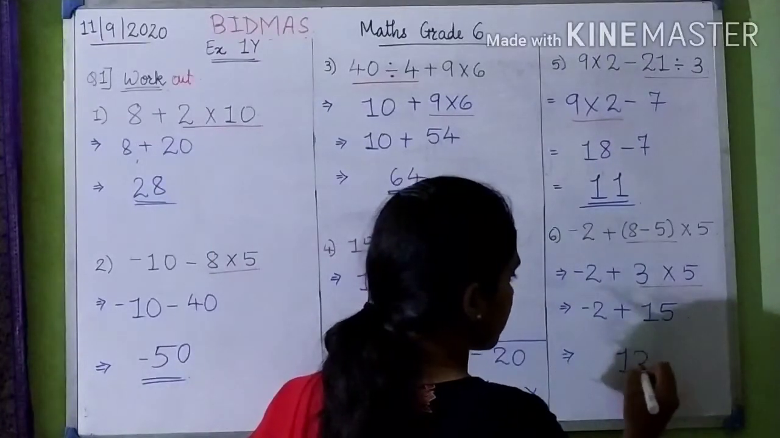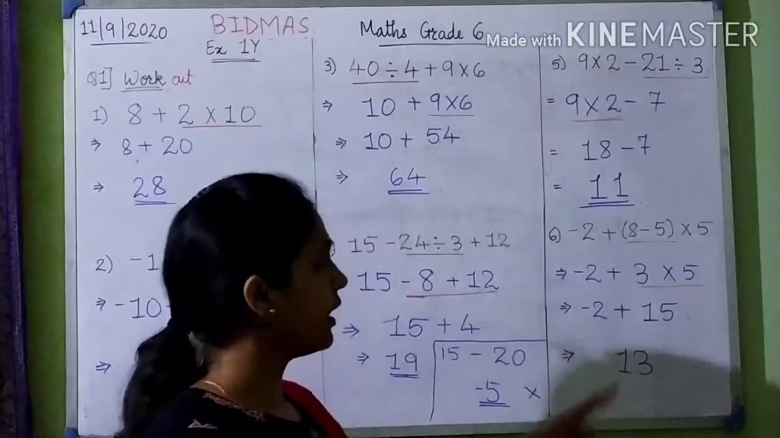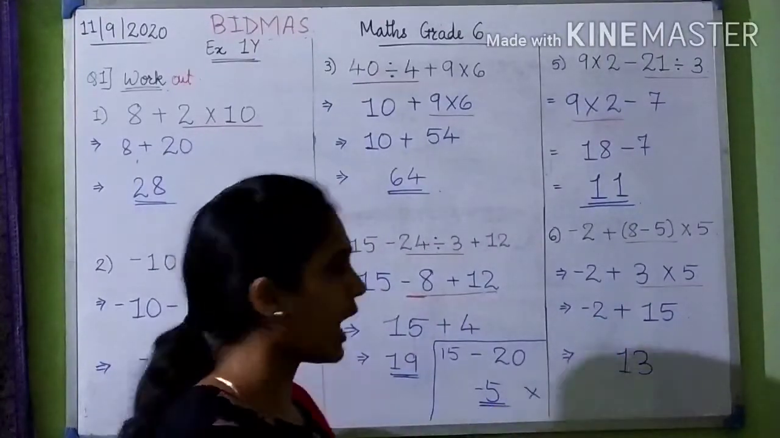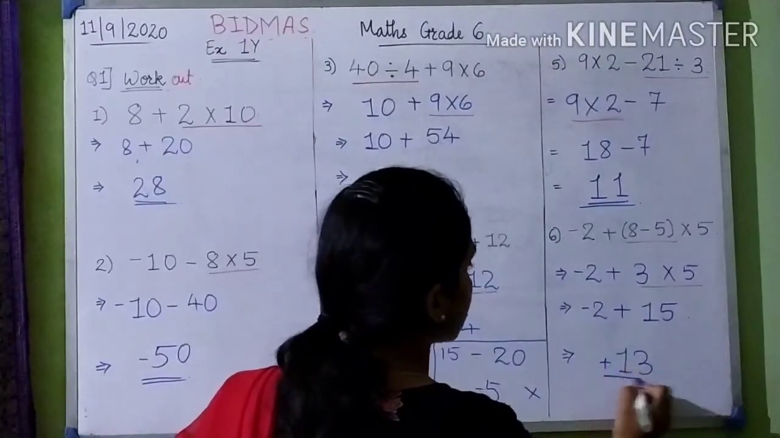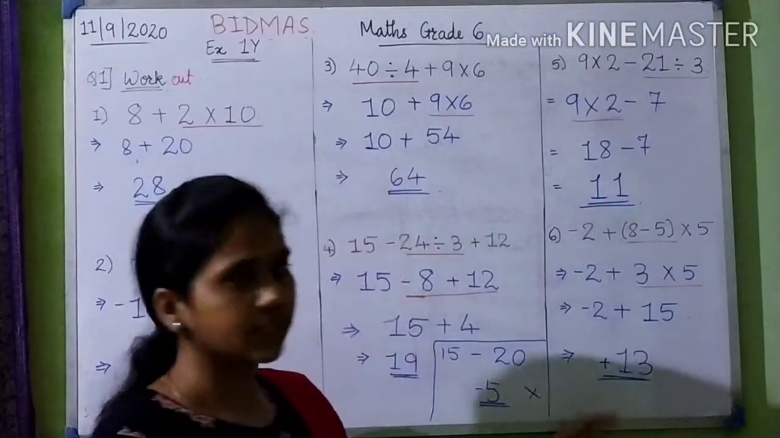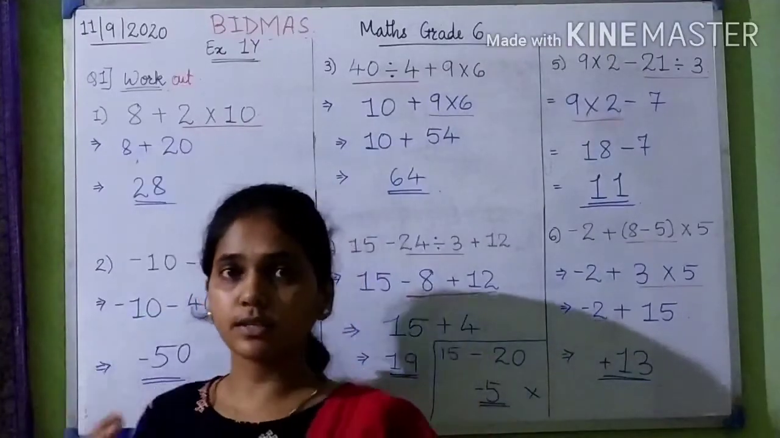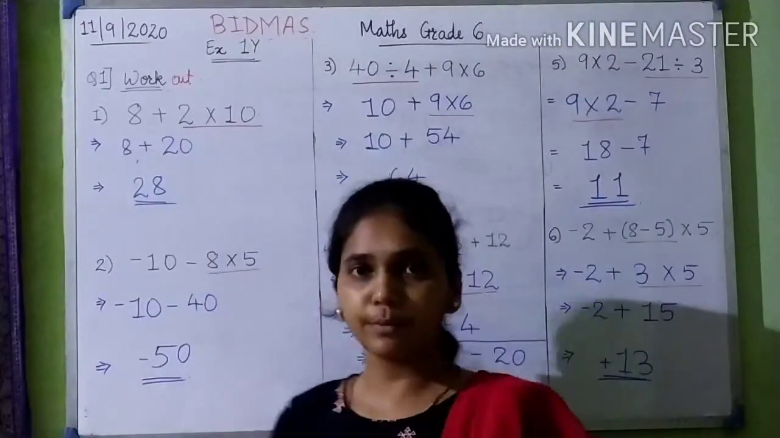Okay, so the answer is 13. And which number is greater? 15 is greater. 15 has a plus sign, so the answer will also have a plus sign. So the answer is plus 13. Okay, so in this way, we do the simplifying using the BIDMAS rule.